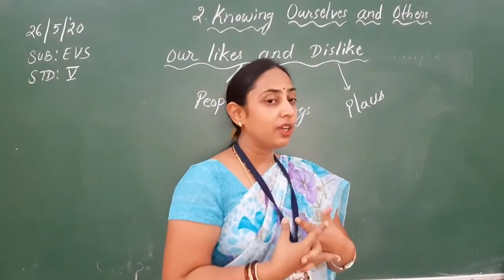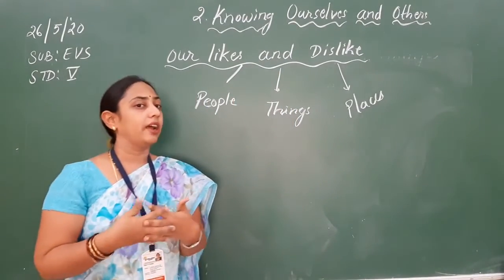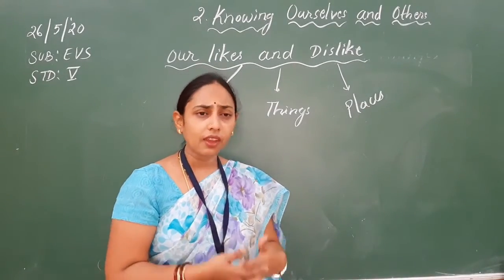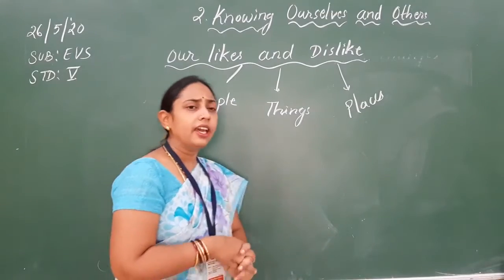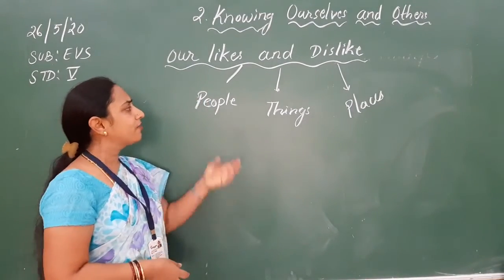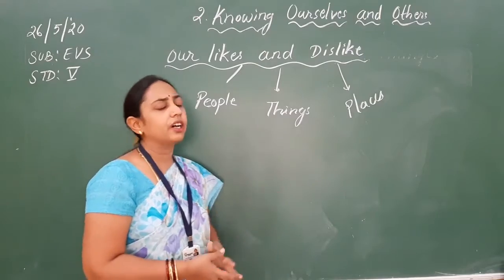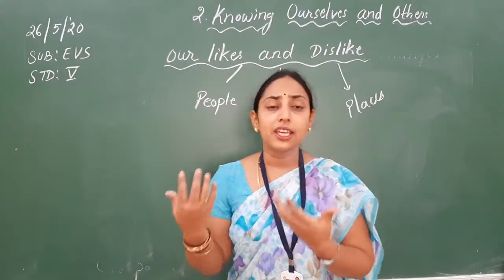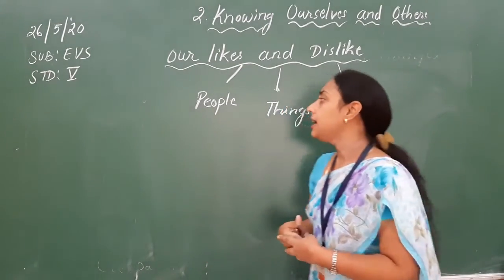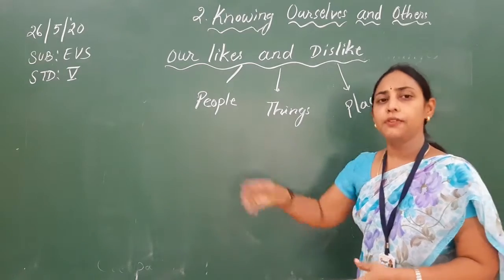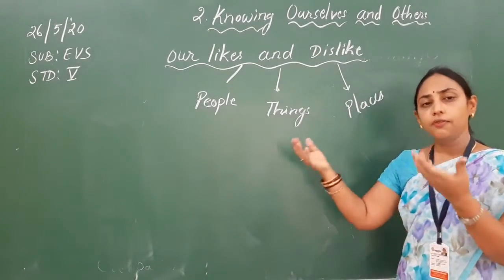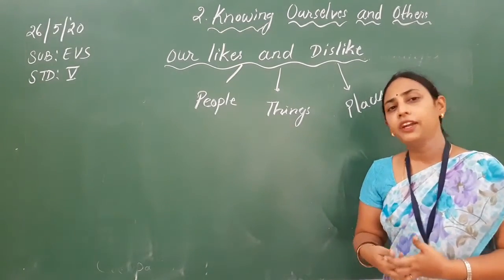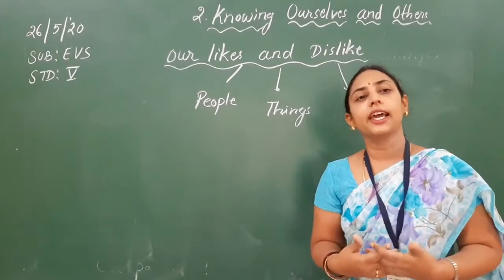So beta, it is very important, as other people are trying to know us, it is important for us also to know others. Our likes and dislikes are very much affected because of the people around us, the things around us and the places where we are living. The people with whom we are living, meeting daily, having some contacts, these people affect our lives, our likes and dislikes very much.